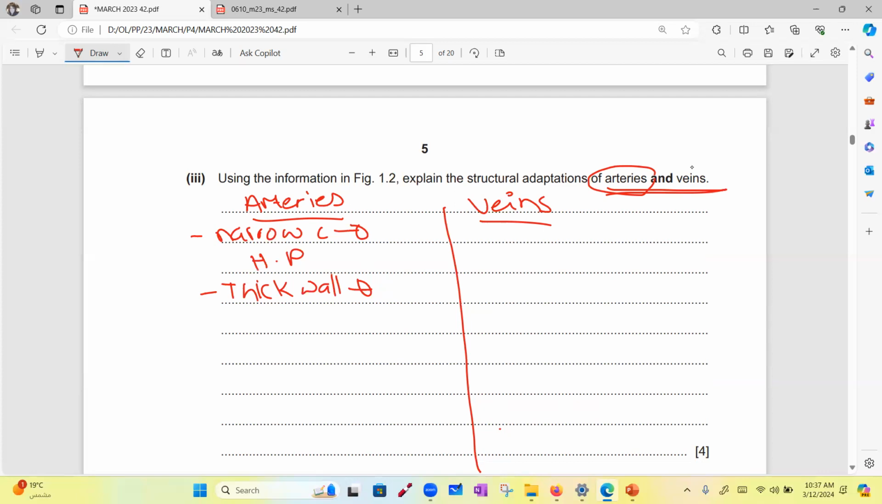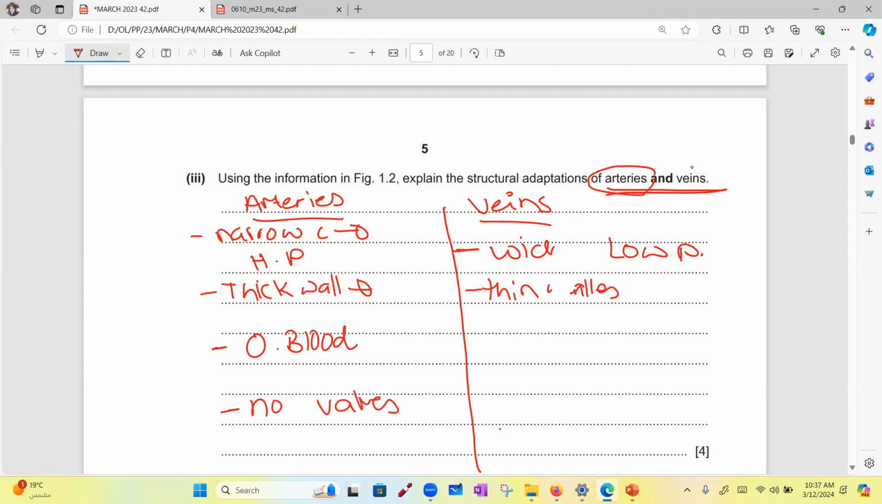And the veins, compare the walls of the veins, thicker or thinner? Thinner walls, yes. And they have a wide lumen or narrow lumen? Wide, because they carry blood at low pressure. Okay. What else? I want a third difference at least. Very good, oxygenated blood, except there's one exception. And what else? Arteries, do they have valves? No valves. Do they have a pulse? Yes, arteries have a pulse because of the high pressures.